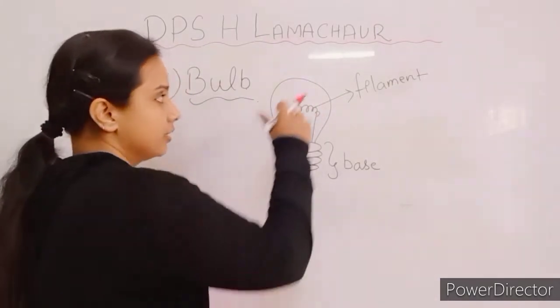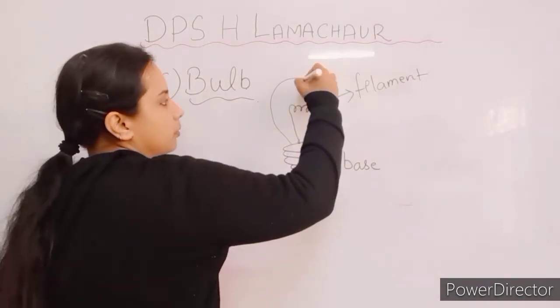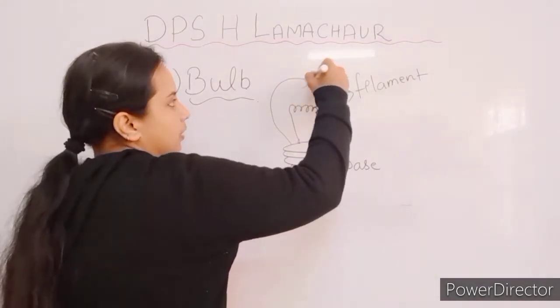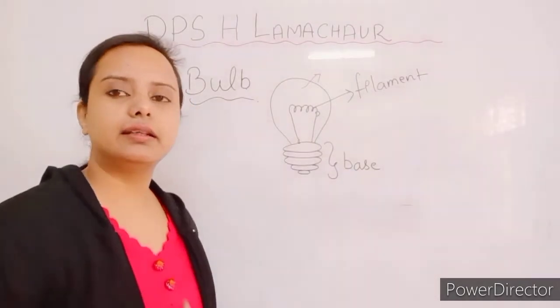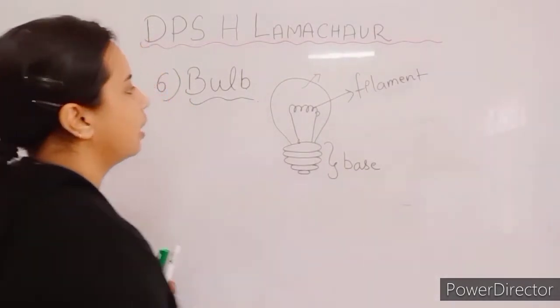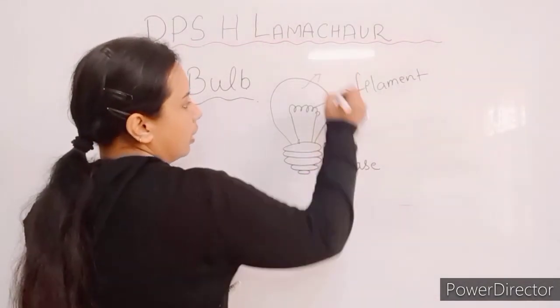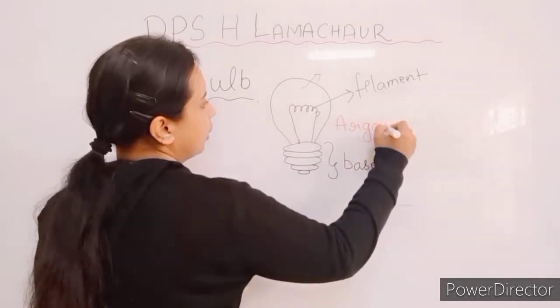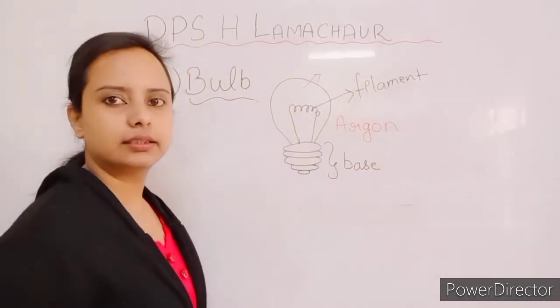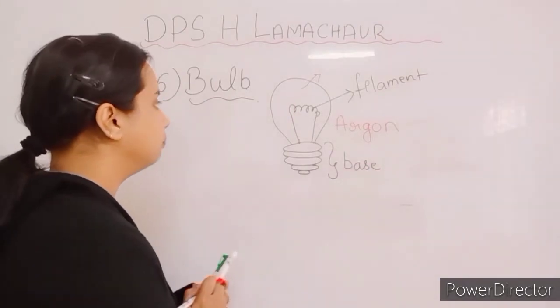complete circuit. And inside this glass, a gas is present. That is an inert gas, for example argon. Here I am writing ARGON. Argon is an inert gas. Now, what is the use of this argon in the bulb?